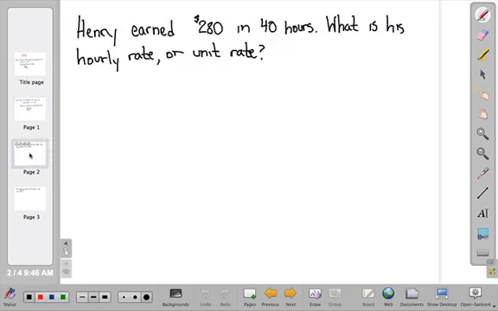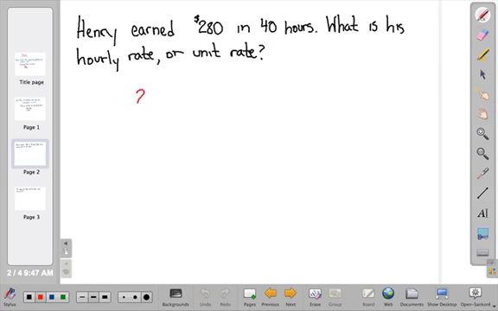So let's go about trying to figure out some unit rates. Here's our first example. Henry earned $280 in 40 hours. What is his hourly rate, or his unit rate? This is one of the more common types of unit rate problems. We need to figure out how much Henry earns per hour. So the first thing we're going to do is write the information that we have as a rate, or as a ratio.